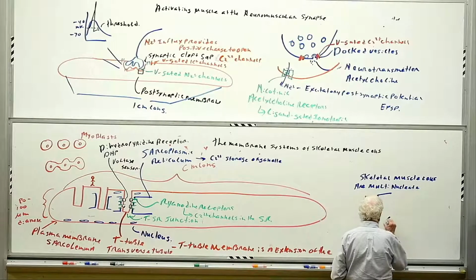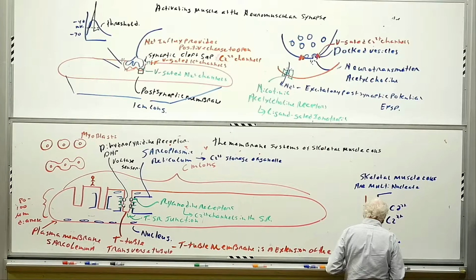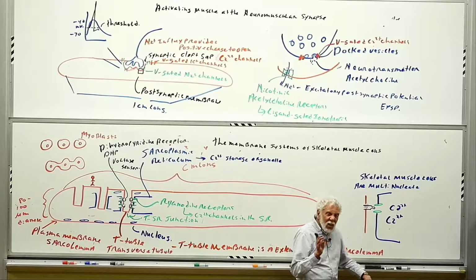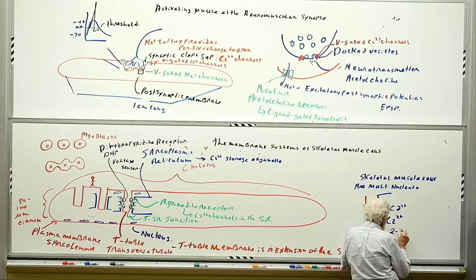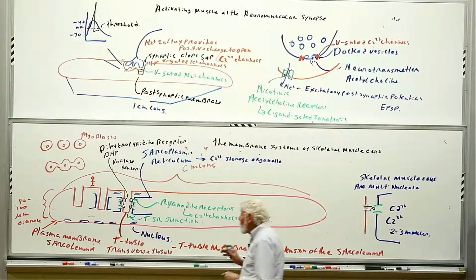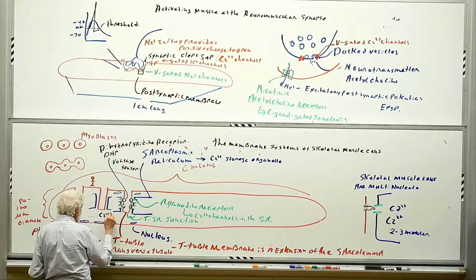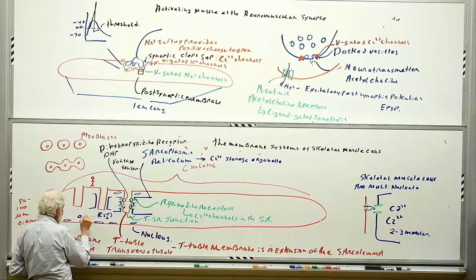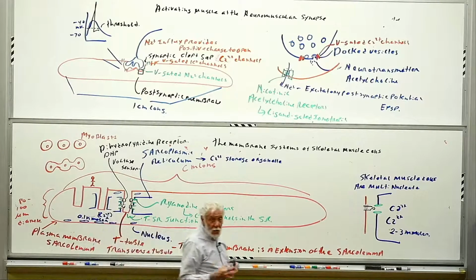We have calcium. And the calcium concentration inside the sarcoplasmic reticulum, it's a little tough to measure because it's bound, but it's probably in the neighborhood of 2 to 3 millimolar. The concentration of calcium outside the sarcoplasmic reticulum in the cytoplasm is in the neighborhood of 0.1 nanomolar. So you have a whopping driving force.